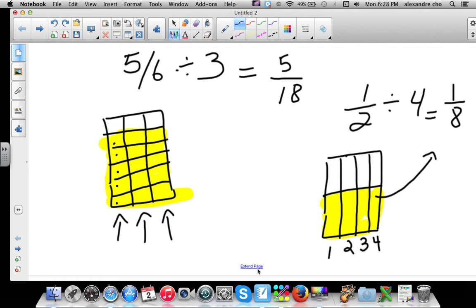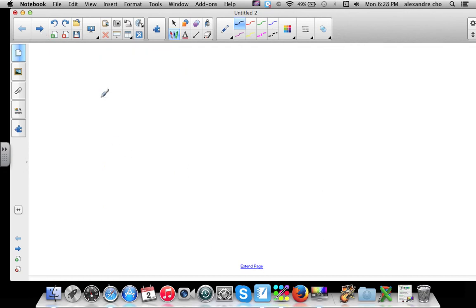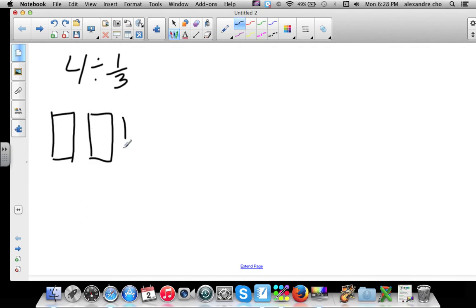Okay. Moving on to the next side, or the right side. This one's the easier one. Whole numbers divided by a fraction are much easier. So first question we have is 4 divided by 1/3. So we need to start by drawing the 4. Take something very simple. I like the rectangles. So draw 4 full rectangles, because that's what you have. And basically, you want to know how many times 1/3 can fit inside of these.